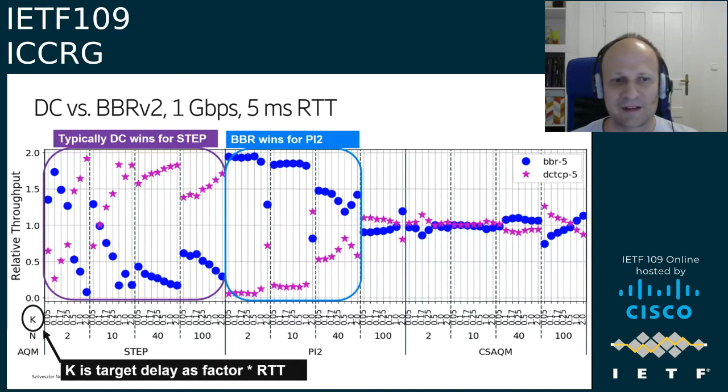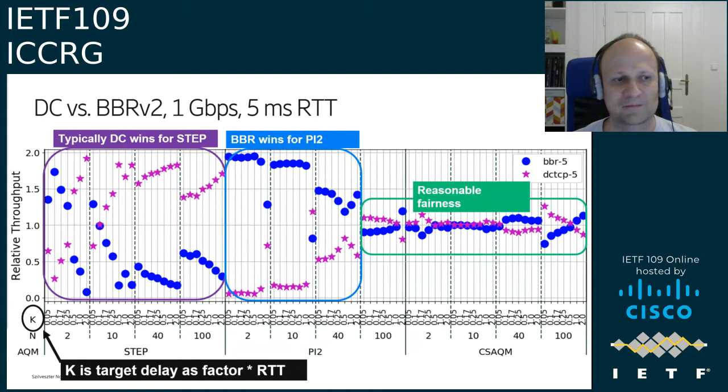For PI square, the fairness is improving as the number of flows grows, while with step it gets worse for a larger number of flows. And the CCSAQM, as mentioned before, provides reasonable fairness in all these cases. Again, this was the relative throughput I have also shown for the BBRV2 versus cubic cases.